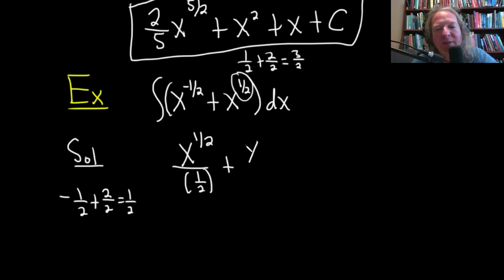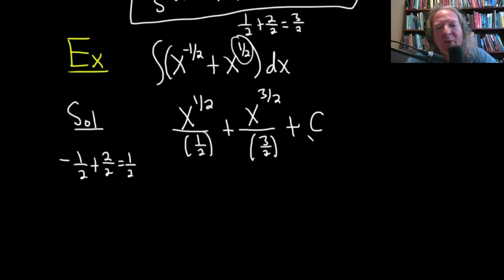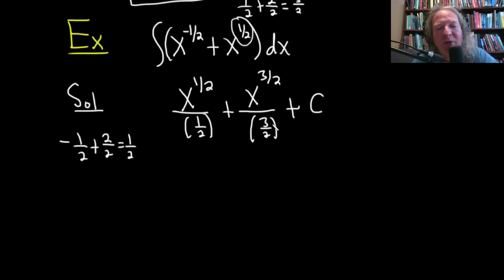So it's x to the 3 halves divided by 3 halves. And then we have our constant of integration, capital C. And then again, we have these two division problems, right? Whenever you divide, you multiply by the reciprocal. So dividing by 1 half is the same thing as multiplying by 2.